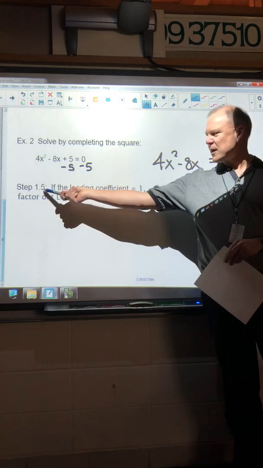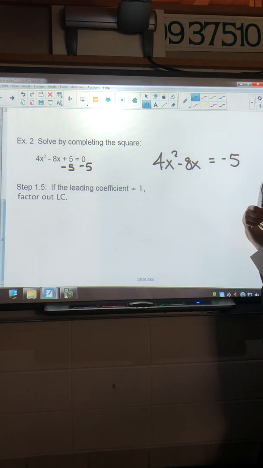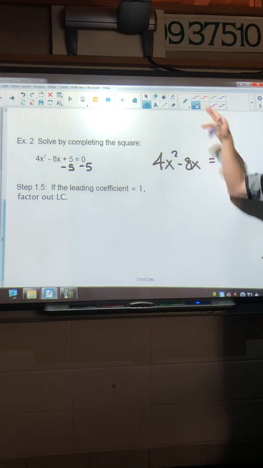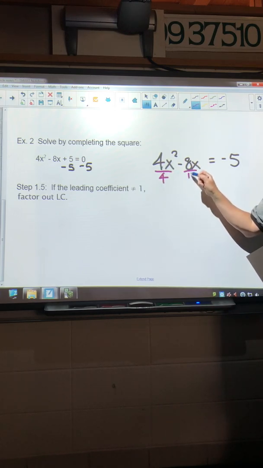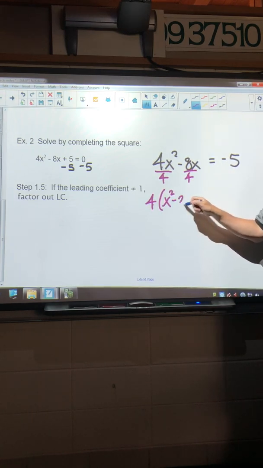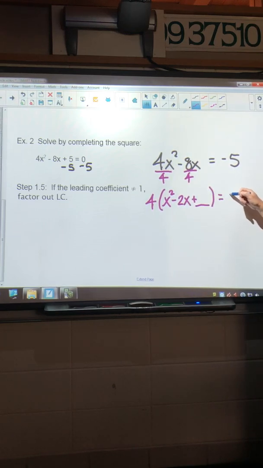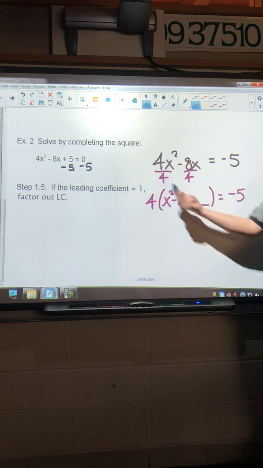The extra step between step 1 and step 2 is step 1.5: factor out the leading coefficient if it's not equal to 1. So here we're factoring out 4. Factoring, I got 4 times x squared minus 2x. Leave a space there. Equals -5. If I do the distributive property, I should get back what I started with.